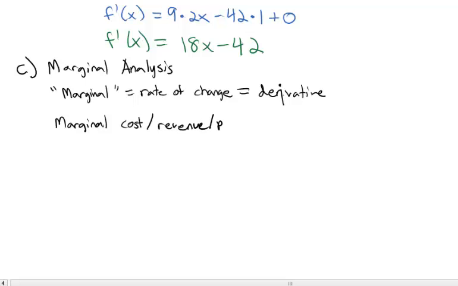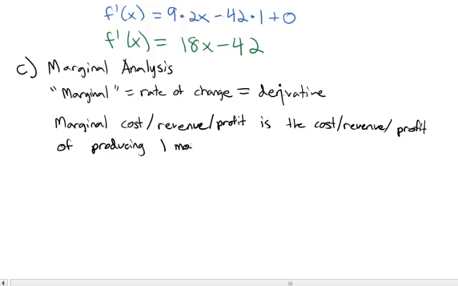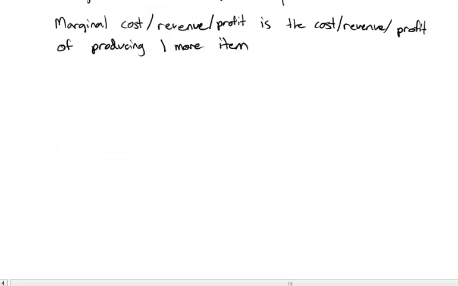You might see marginal profit. This is the cost, or the revenue, or the profit, depending on the context, of producing one more item. Is there going to be a big return if we just produce one more? Or is there going to be a big expense if we produce one more?